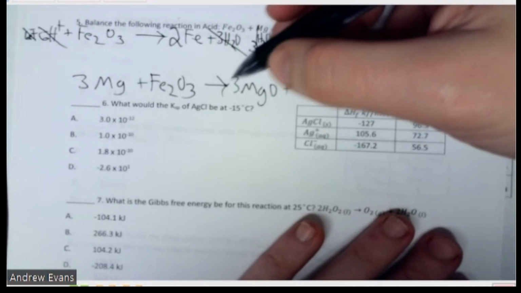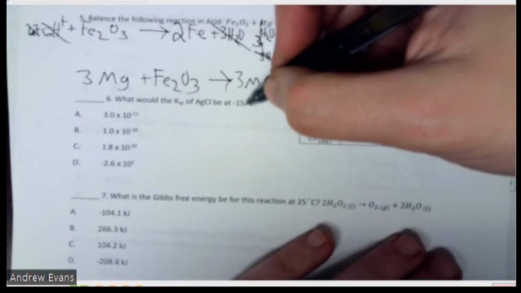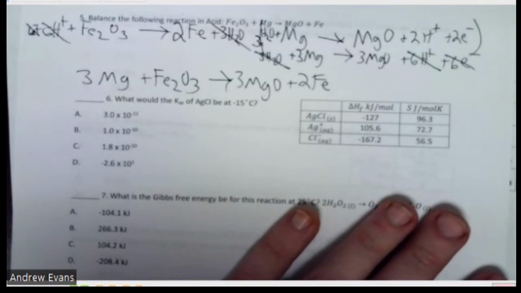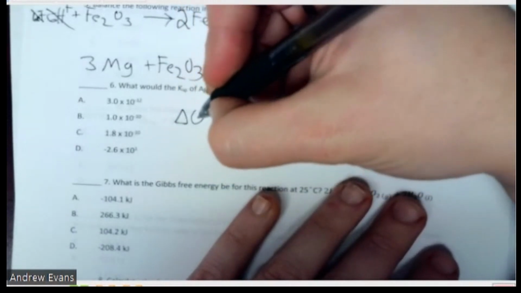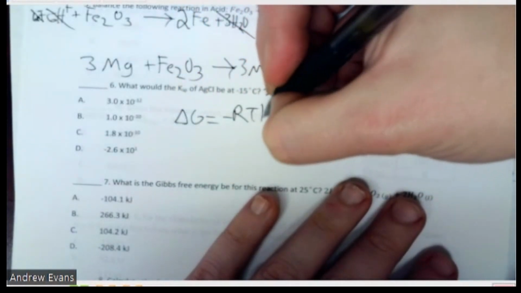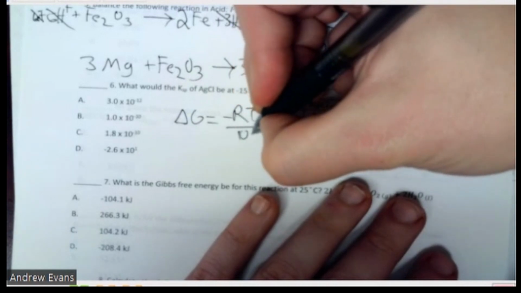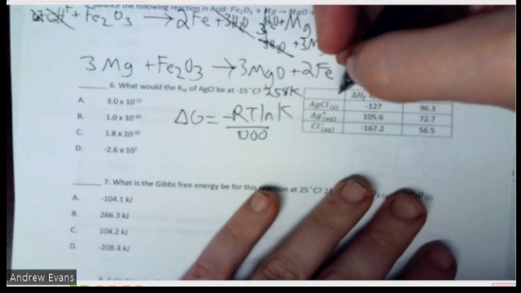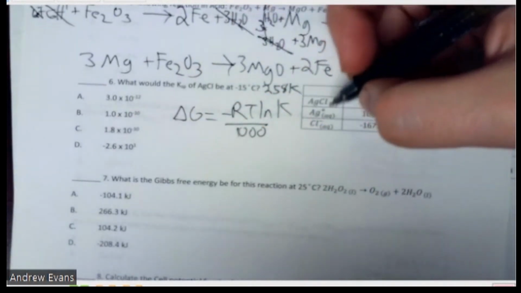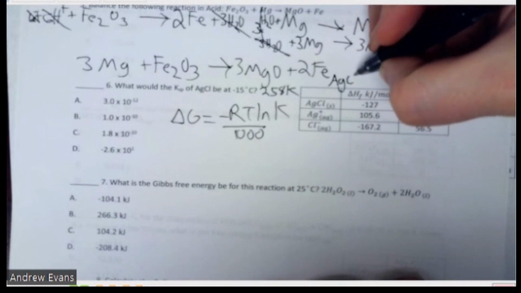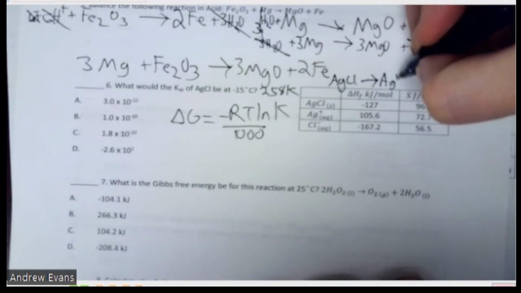What would the Ksp for silver chloride be at negative 15? Step 1, what is the temperature at negative 15 in Kelvin? 258 K. So delta G equals negative RT ln K, divided by 1,000 because of units, kilojoules to joules. So step 1 is finding delta G. Not hard, but annoying. AgCl goes to Ag plus and Cl minus.